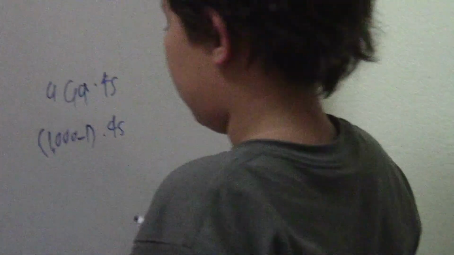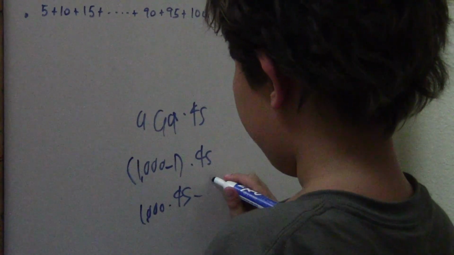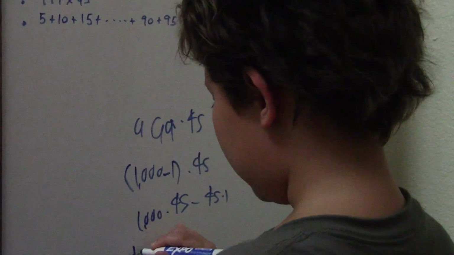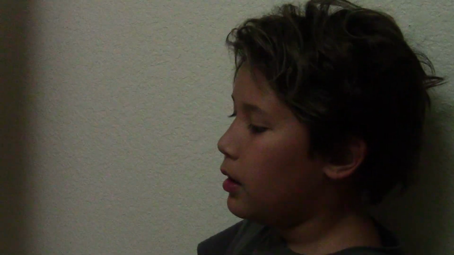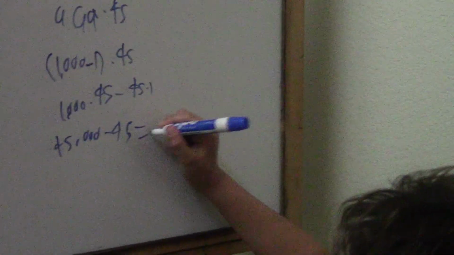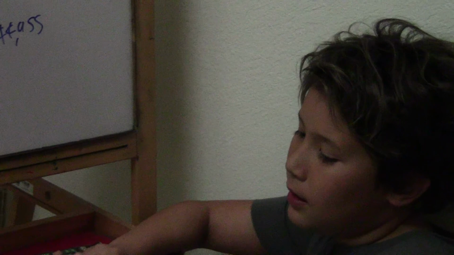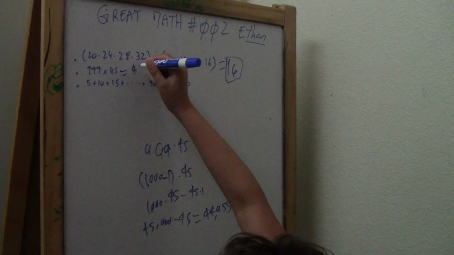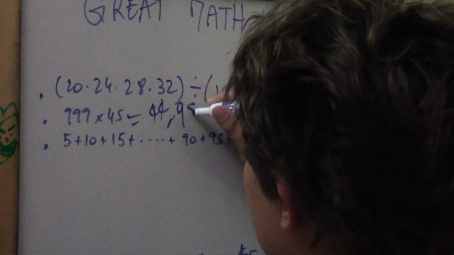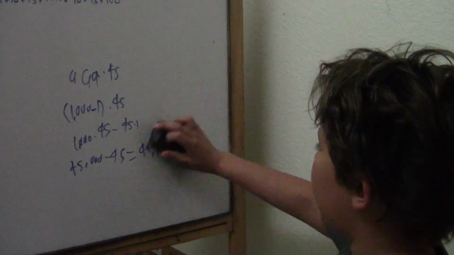This time, we're going to use the distributive property, if you want to know. And then what we're going to do next is 1000 times 45 minus 45 times 1. Well, this makes it a lot more simpler. So now that we have this problem, do the math, and then you get 44,955. And this is the answer for the second problem. Now I'm going to write down the answer. Alright, but remember these steps before I erase them. Alright, 3, 2, 1. Okay, now I'm going to erase it.